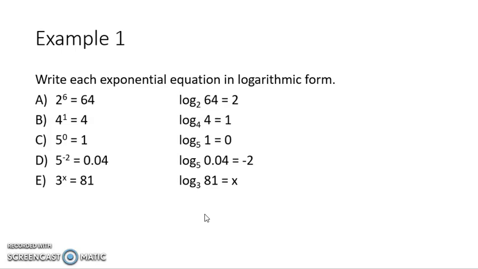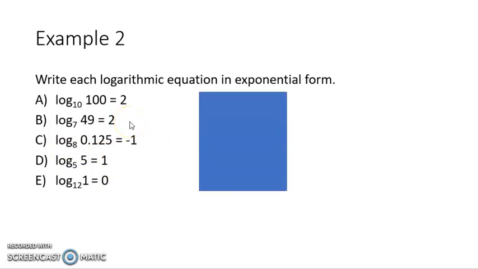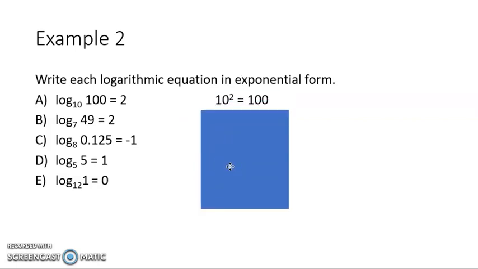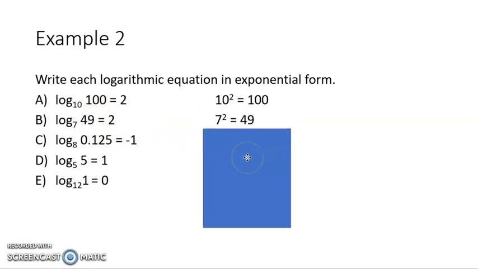Let's try going in the other direction now. This time I'm going to give you a logarithm, and we have to find the exponential equation. The directions say to write each logarithmic equation in exponential form. So to do this, remember, it's the base, then the last number, then this. So it's 10 to the second power equals 100. We would write that like this. 10 squared equals 100. For the next one, it would be 7 to the second power equals 49. And it would look like this.